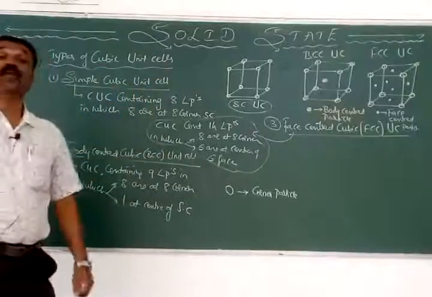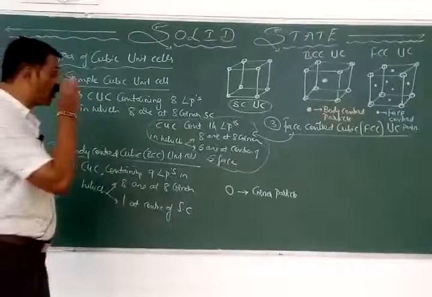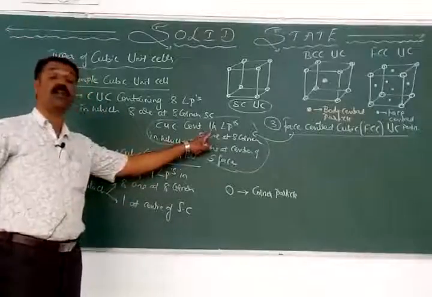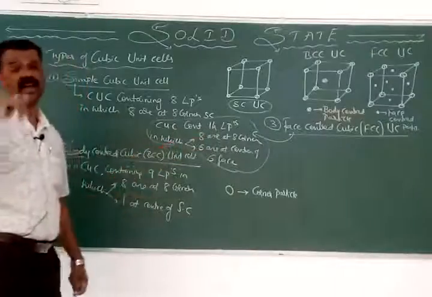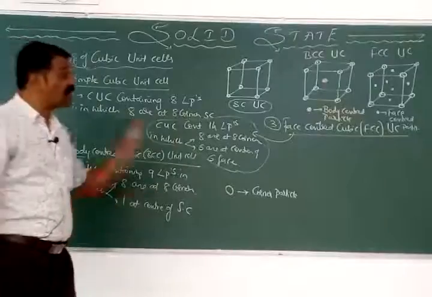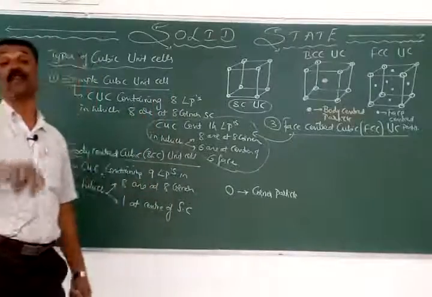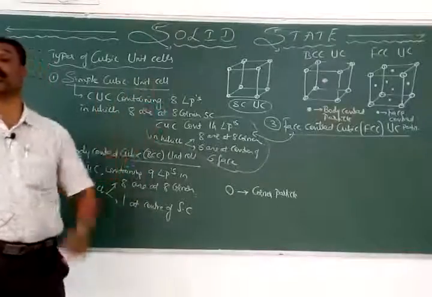Similarly, the last one is the face-centered cubic unit cell. What is a face-centered unit cell? It is also a cubic unit cell consisting of totally 14 lattice points. Among the 14 lattice points, 8 are at the corners and 6 are at the centers of 6 faces. That is why it is called the face-centered cubic unit cell.